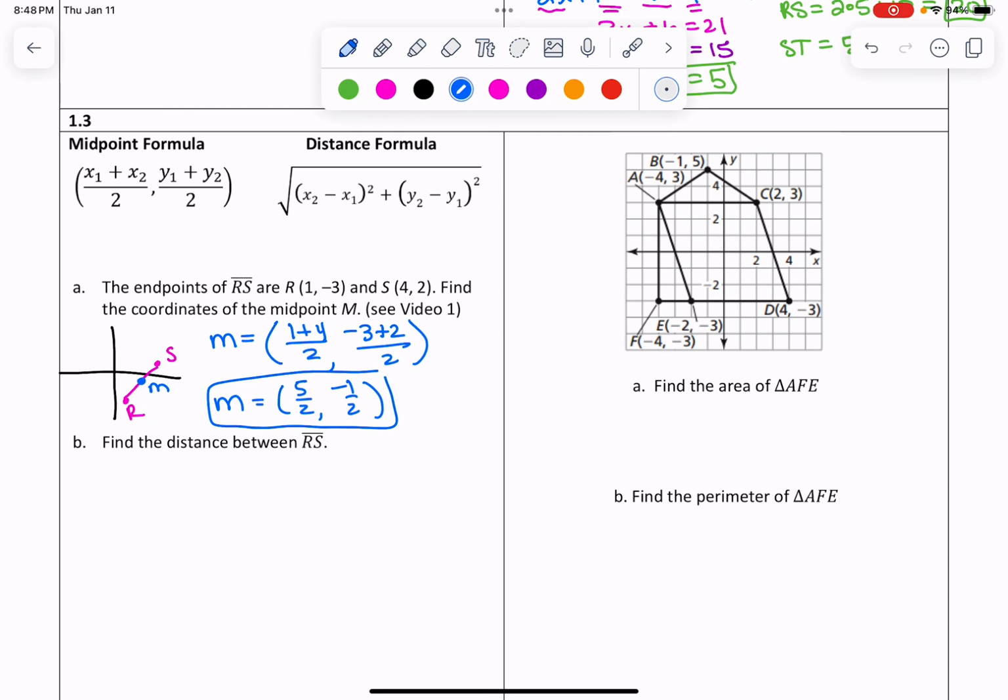Now if I want to find the distance between R and S, or its length, we're going to use the distance formula. And so we take the square root of the difference of the x's, 4 minus 1 quantity squared, plus the difference of the y's, 2 minus -3 quantity squared.